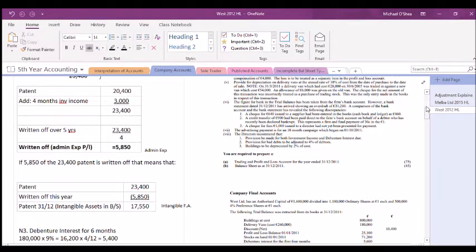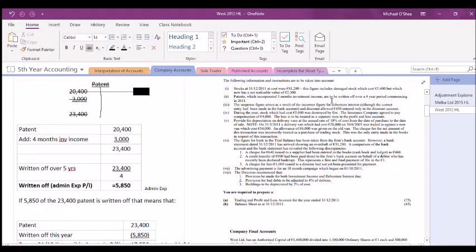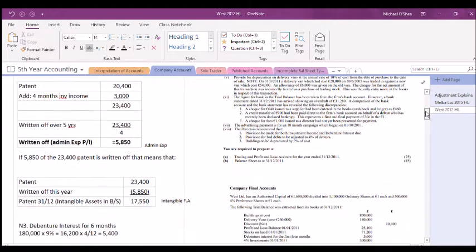It is to be amortized over 4 years. So I'm just dividing the total by 4. I get 5,850. That's my admin figure for the year, and the difference between the original patents and what's written off is what's left, and that's the intangible fixed asset.